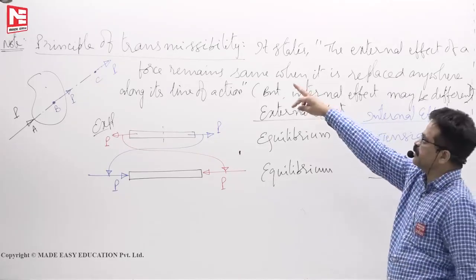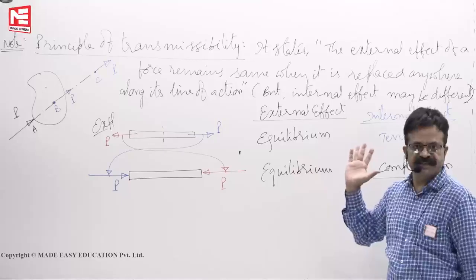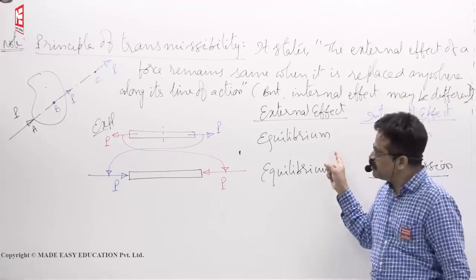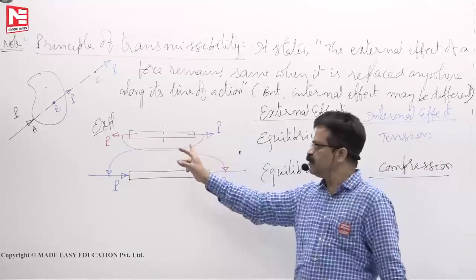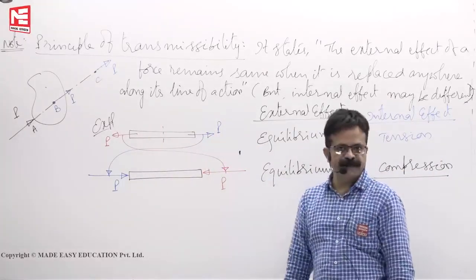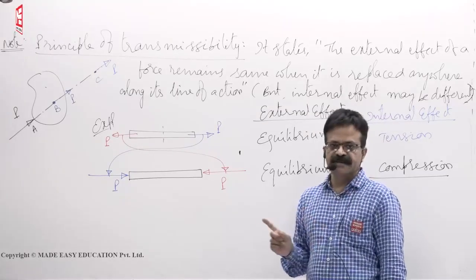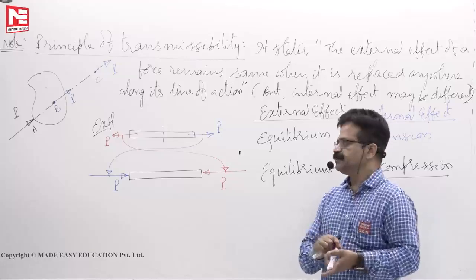This is the meaning of that. The principle of transmissibility tells you that the external effect remains the same but the internal effect may be different if you replace the force anywhere along its line of action. Now two forces we have replaced. This you keep there, that you keep here, keep here, keep here. Still the effect is the same. External effect is the same. But internal effect may be different.